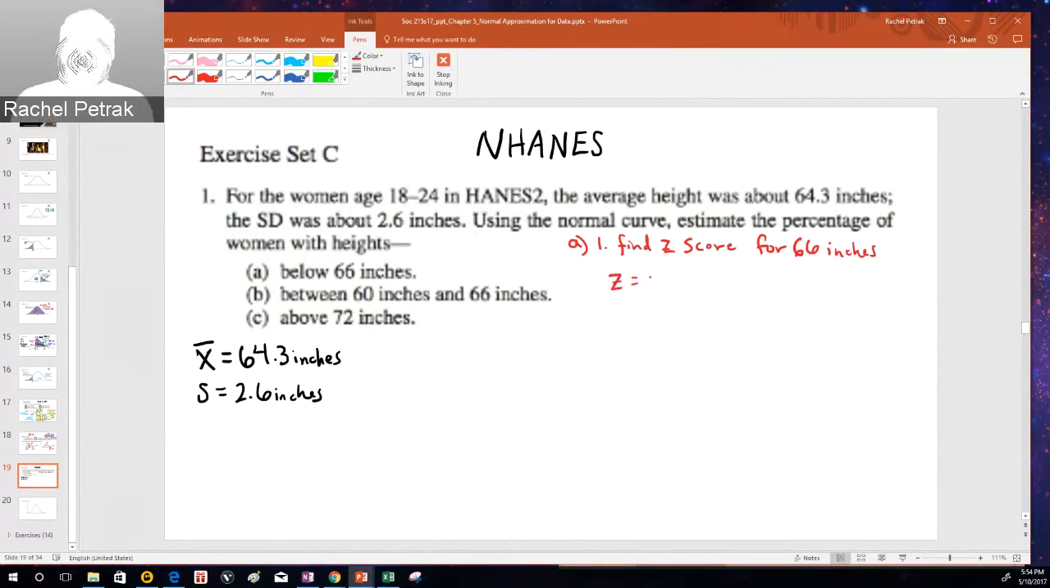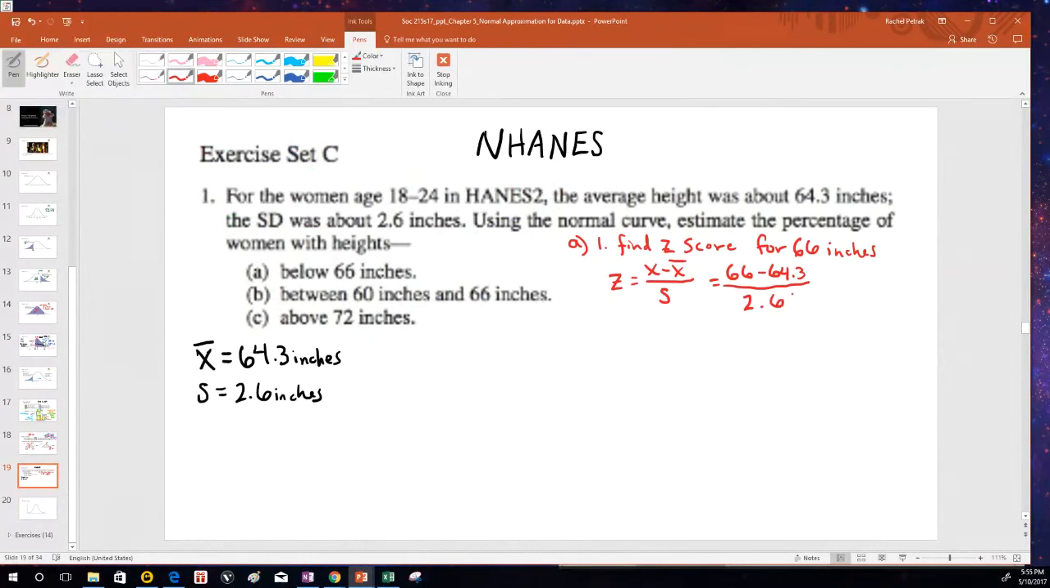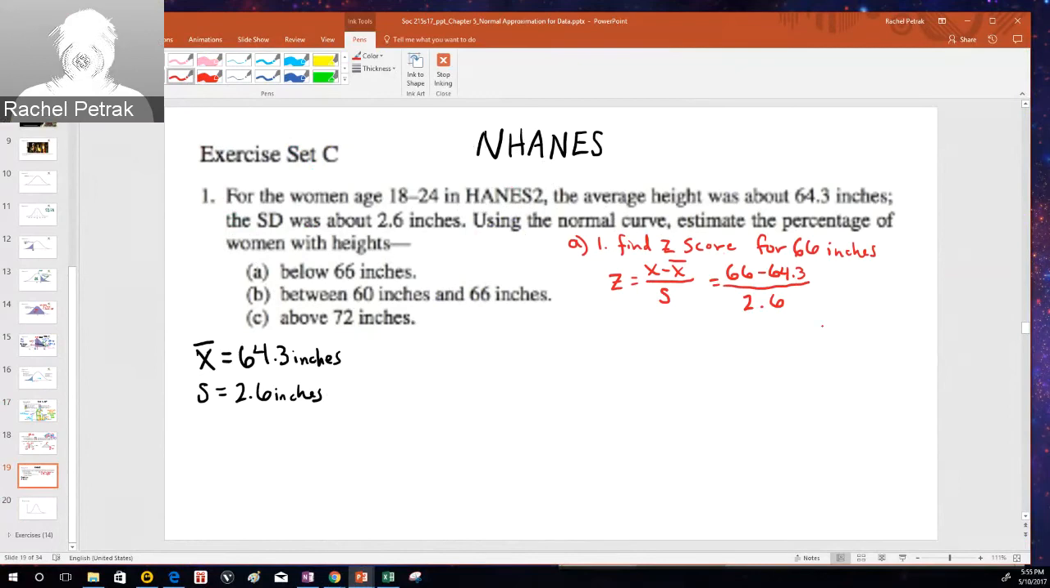Z is equal to x minus x bar, the raw score minus the mean, over the standard deviation. So the formula would be 66, in this case our conversion formula, minus 64.3 divided by 2.6. See how I've written out the formula and then the applied formula, the formula with our substituted values. I usually do this below.